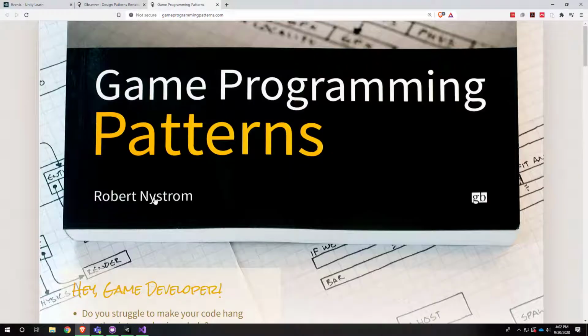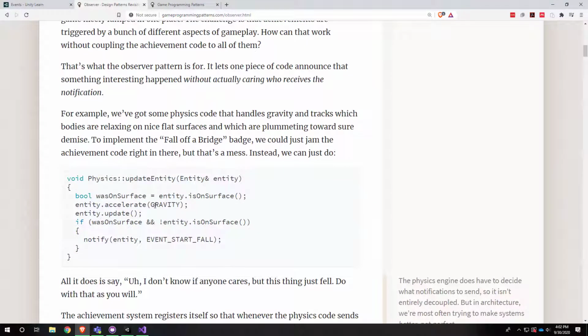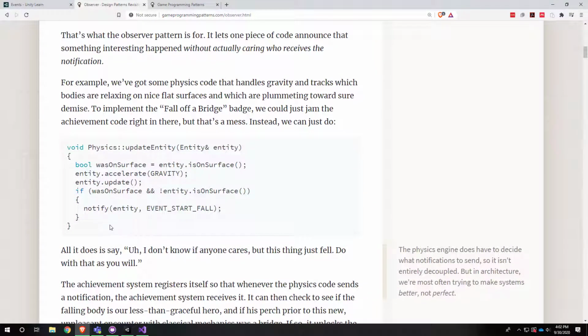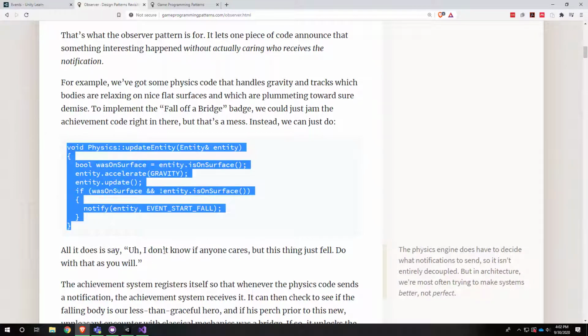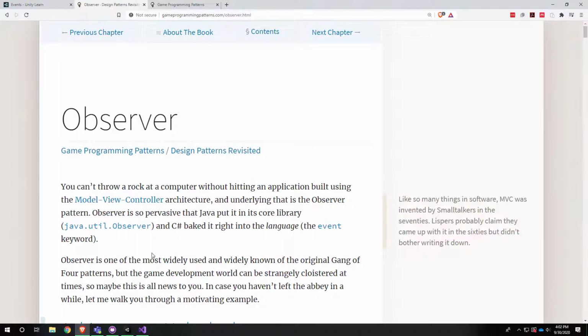So, this book is really awesome. The examples are great. The writing is clear. But one thing that's tricky is, especially if you're newer to programming, the examples are all in C++. And so when you're trying to translate that to the world of Unity and C#, it doesn't always make the easiest sense. So what we need to do is think about how to implement this kind of a thing in Unity.